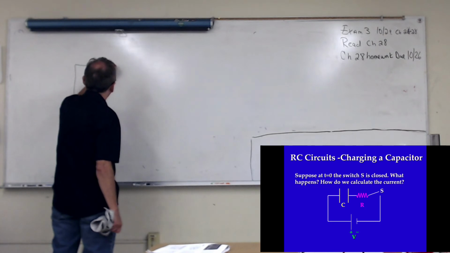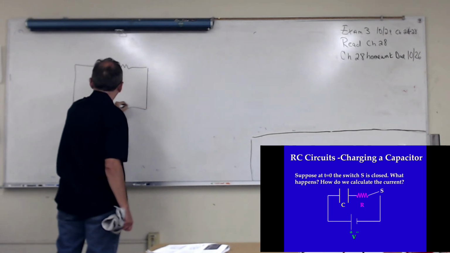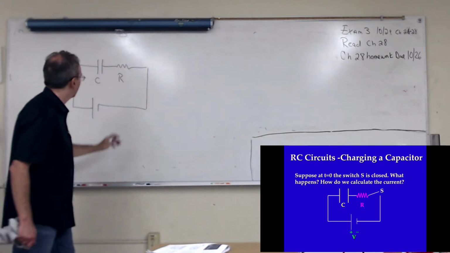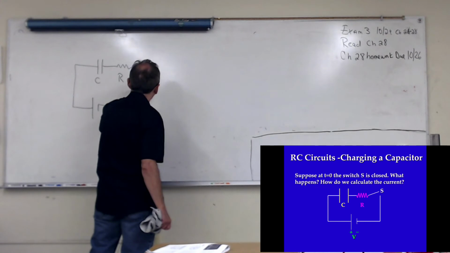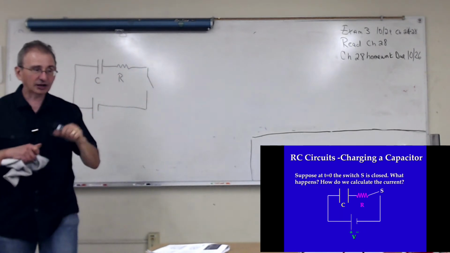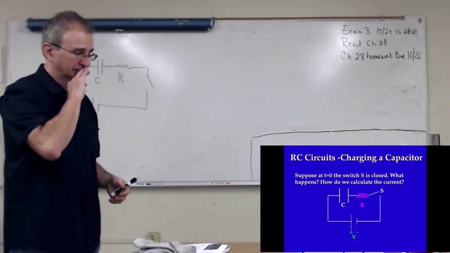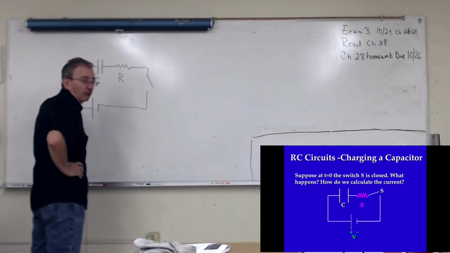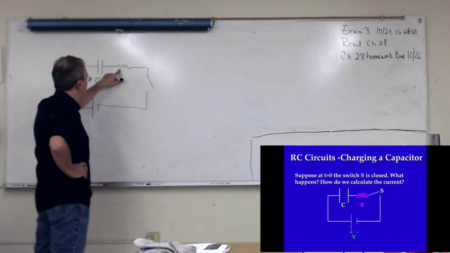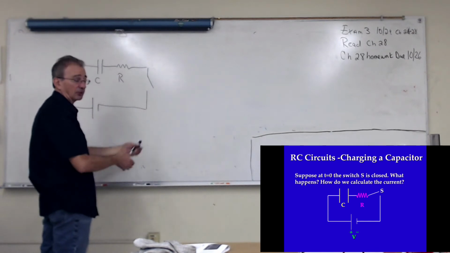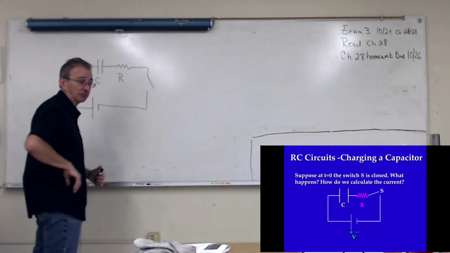So here's my capacitor, and here's my resistor. And I'll put the switch here. When the switch is open, nothing happens. It's boring. But when I close the switch, what happens? Well, charge starts to build up on the capacitor. But the resistor opposes the flow of charge. And so the capacitor is not going to charge up right away. It's going to take time for the capacitor to charge up.